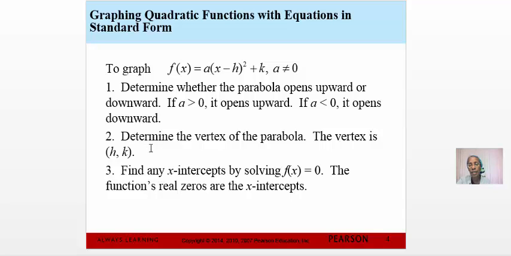Find any x-intercepts by solving f of x equals 0. Remember, f of x are your y values, so another way to think of this is y equals 0. The function's real zeros are the x-intercepts. So if you solve this equation and you get imaginary numbers, then the parabola doesn't have any x-intercepts. In order to have x-intercepts, the solutions to this equation have to be real numbers.